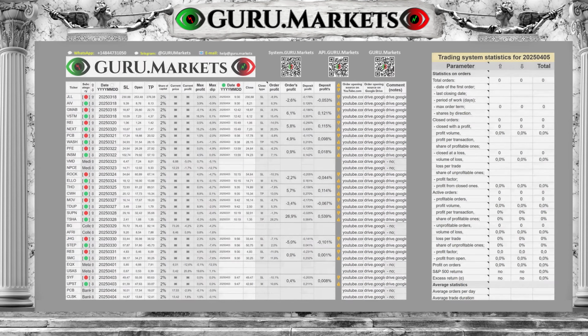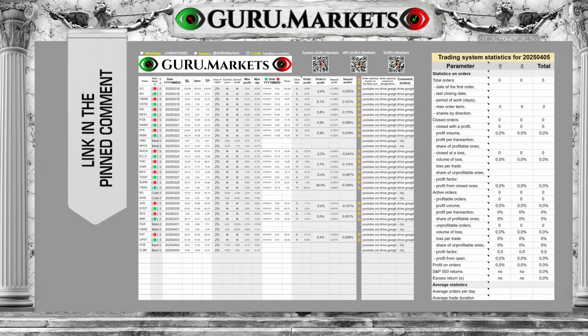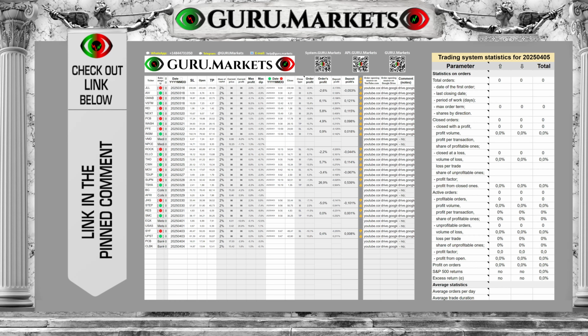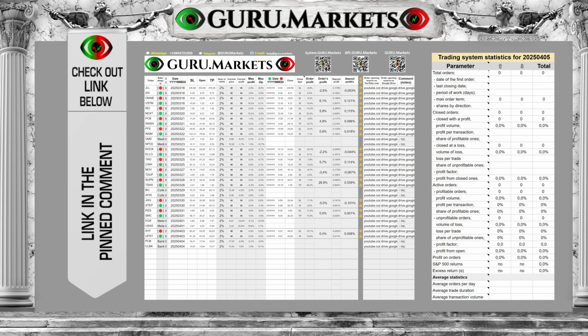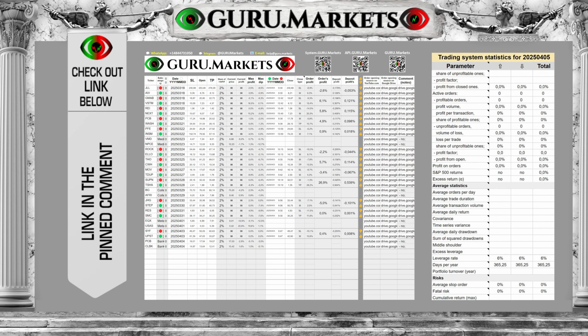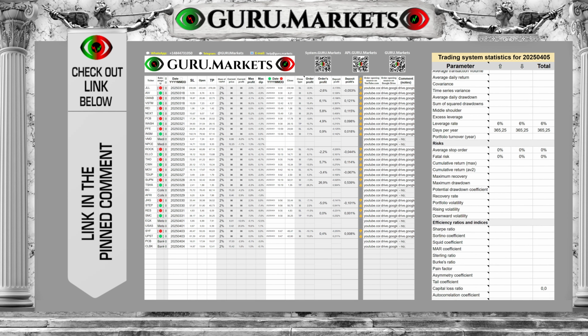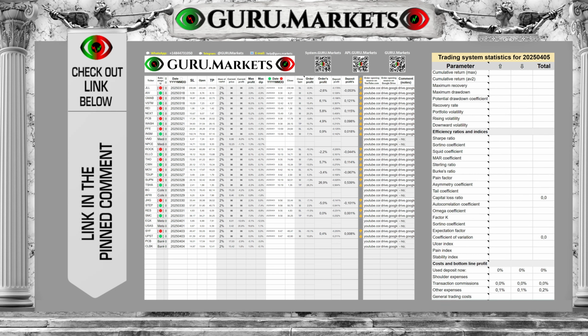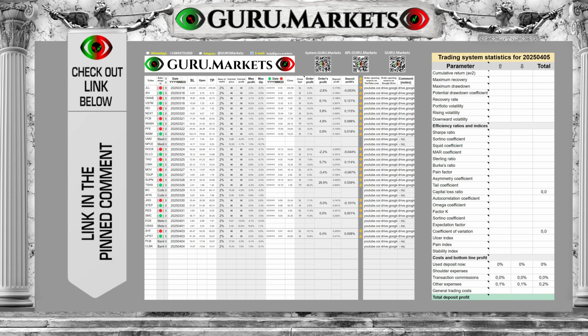Let's go to the order table. It is available to you. A link to it is in the pinned comment. The order table contains all decisions made in a given season by the information and reference evaluation System.GURU.Markets. Access to the order table is absolutely free and open. Link in pinned comment.